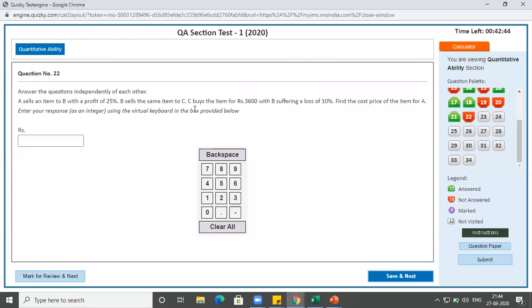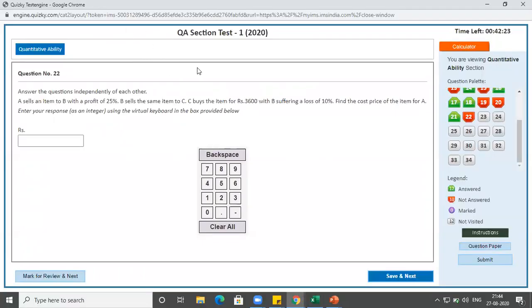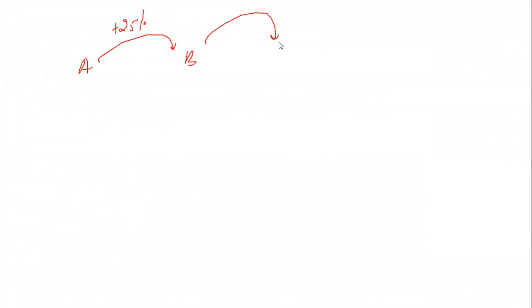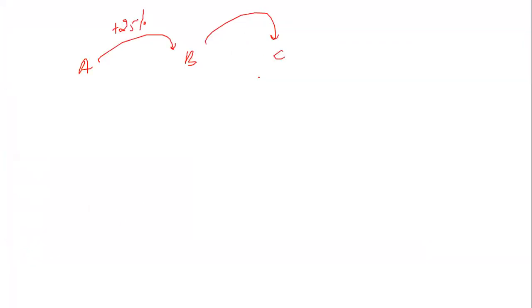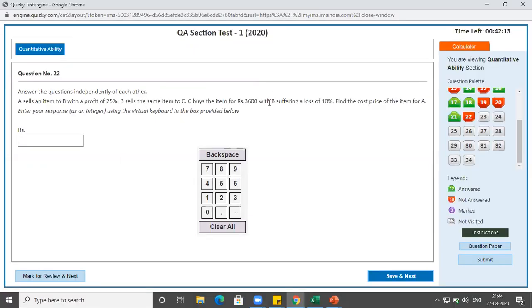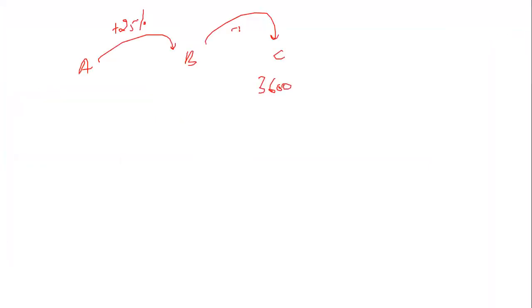Then the profit 25% is the same. I don't see. Okay, we can do this question. A sells an item to B with a profit of 25%. Now this is A, who sold some item to B at 25% gain. Okay, B sells the same item to C. This is B. B sells the same item to C. Okay, C buys the item for 3,600. C bought it for 3,600, with B suffering a loss of 10%. So B sold it at a 10% loss.